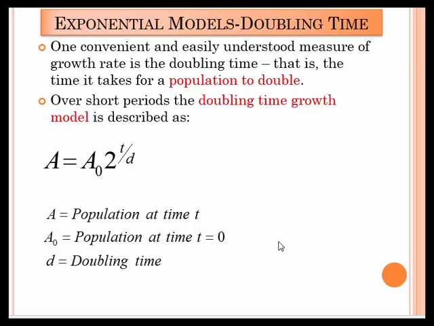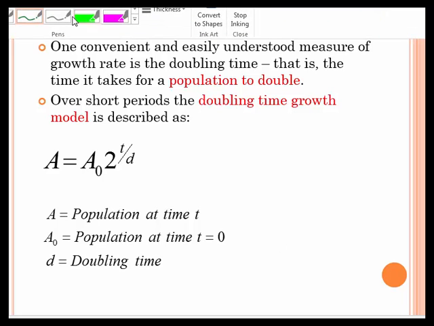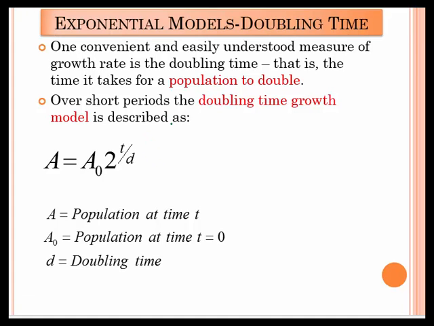One's called the doubling time formula, and you see it right on your screen there. And one way to think about growth is how long does it take for a population to double. So this formula right here is your doubling time formula, and it tells you right down here what each variable stands for. A is what we're looking for, the population at a specific time. A subscript 0 is pronounced A naught, and that's your population at time t equals 0.